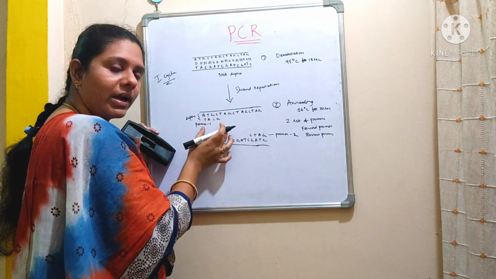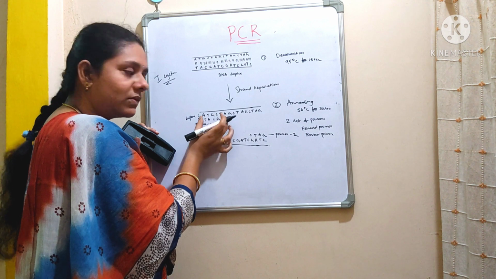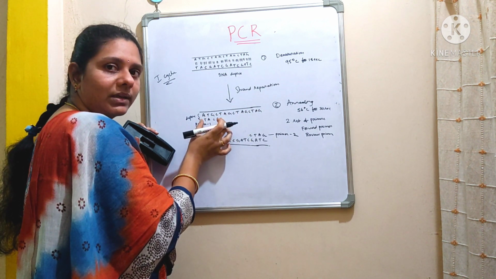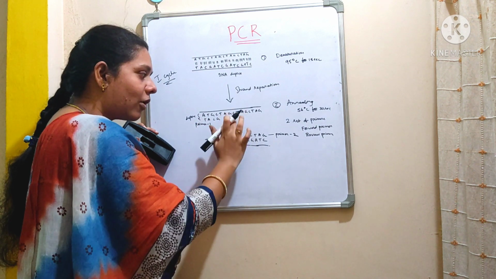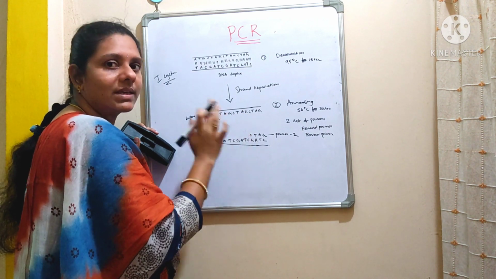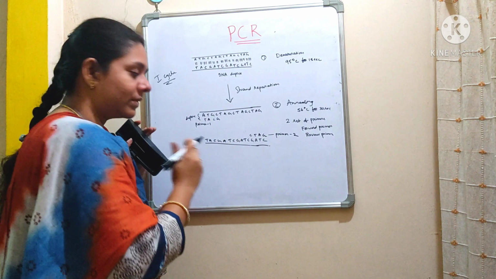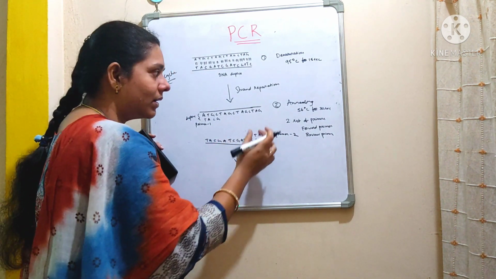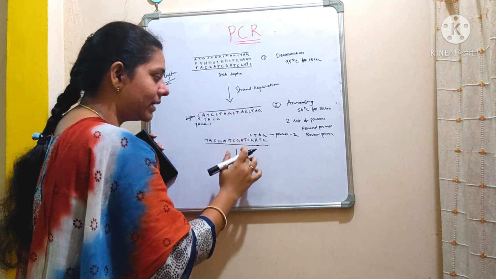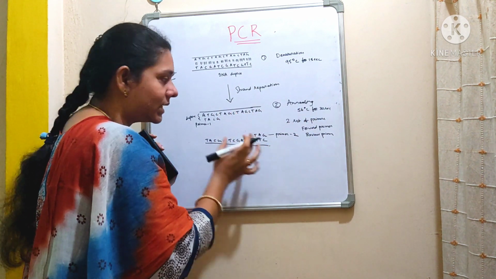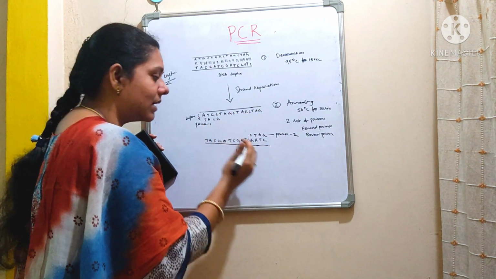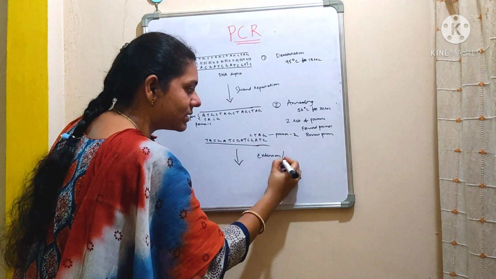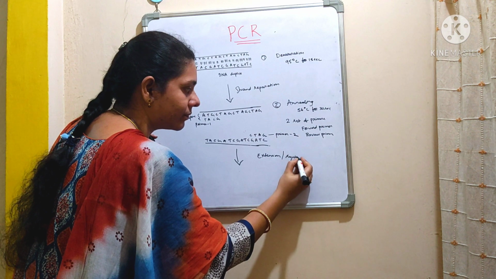The primer will go and base pair with the complementary sequence that is present on the template DNA, and it will form a duplex, preventing the formation of the DNA duplex again. Okay, coming to the third step. What is the third step here? Here the strand has separated and the annealing is done, that is the primer hybridization is done, and the final step is the extension or synthesis of DNA.